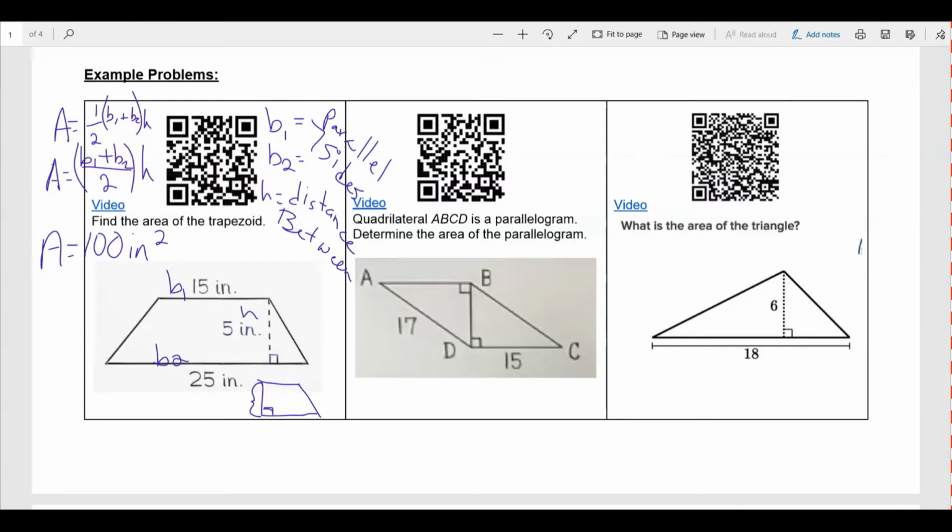All right, let's move on to the second example, which is our parallelogram. Remember, a parallelogram is a four-sided figure that has two sets of parallel sides. The formula for a parallelogram is area is equal to base times height. And then we also have to remember in a parallelogram that opposite sides are congruent. So that means AB is congruent to DC, and AD and BC are congruent. So let's go ahead and work this problem out.